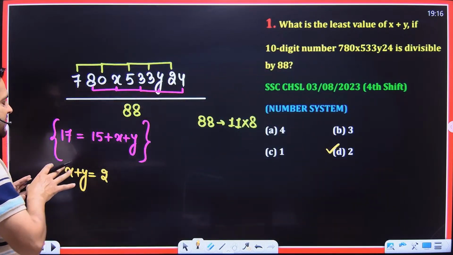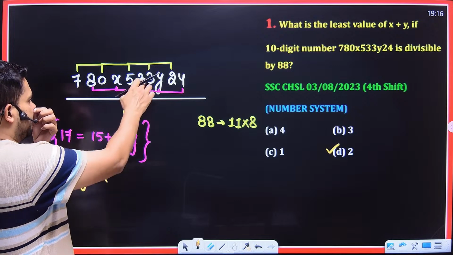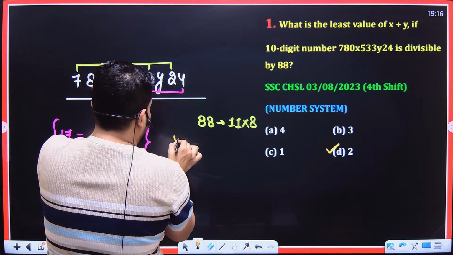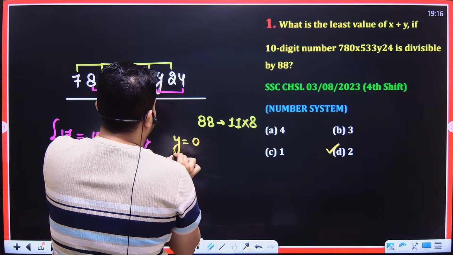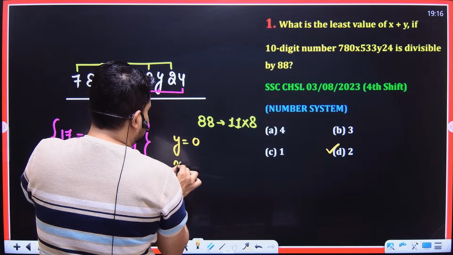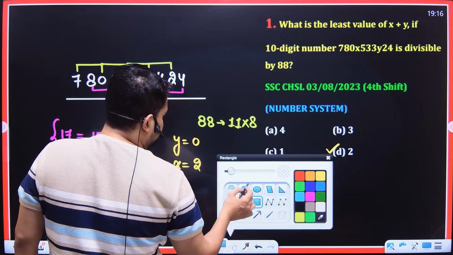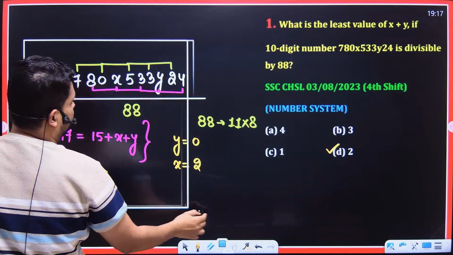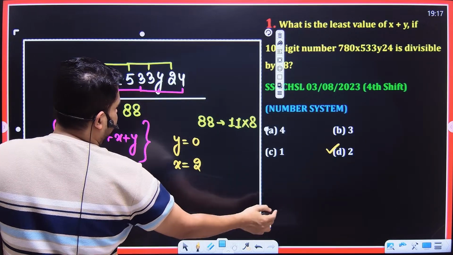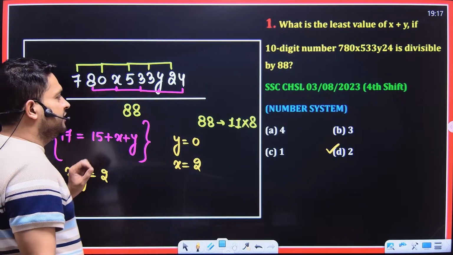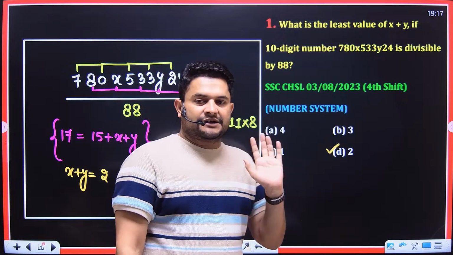If he asks for the value of x, then if y equals 0, the last 3 digits must be divisible by 8, so x must be 2. But he is not asking for these numbers. He is asking for the least value of x plus y, and by the divisibility rule of 11, you can easily calculate it.